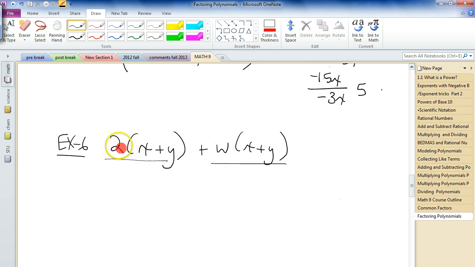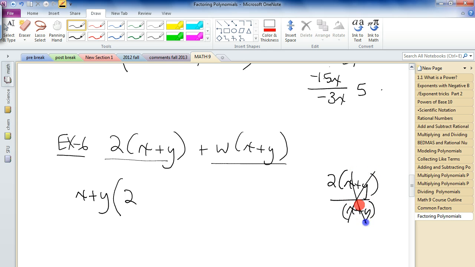Well, the numbers they don't have in common. This one has a w, that one doesn't have a w. But this term and that term both have an x plus y. So our greatest common factor here is x plus y. When we pull an x plus y out of here, what are we left with? Just 2. Again, on the side, 2 bracket x plus y divided by x plus y. They cancel out, you're left with just 2. When we pull an x plus y out of here, what are we left with? Just w. And that's it. There's your answer.